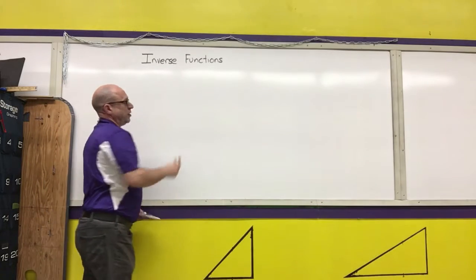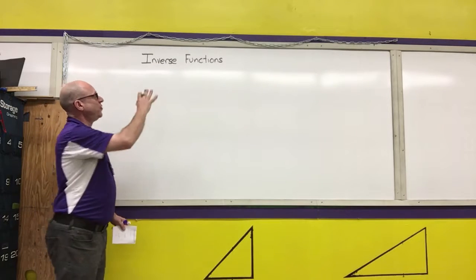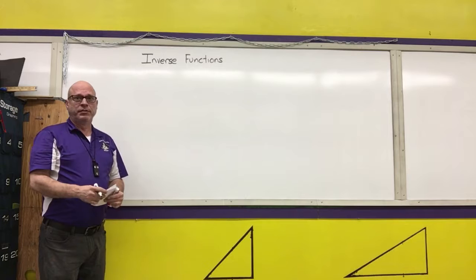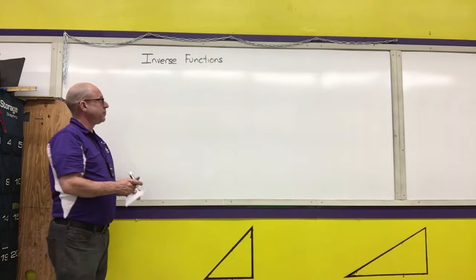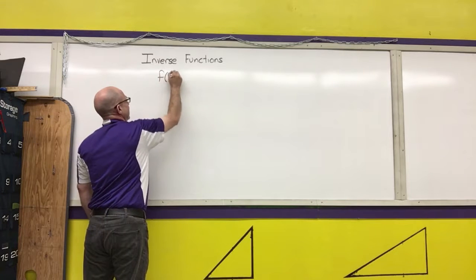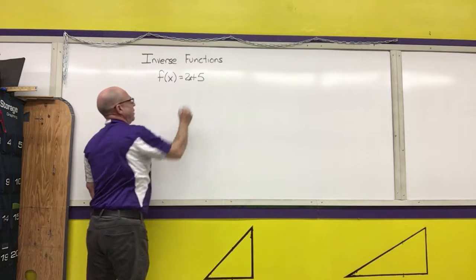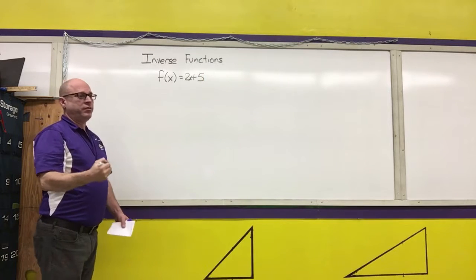If we want to discuss inverse functions, we also need to be able to find inverse functions. An inverse function undoes what the original function did to a number. For example, if I have f of x is equal to 2x plus 5, I need to figure out what's going to undo that.